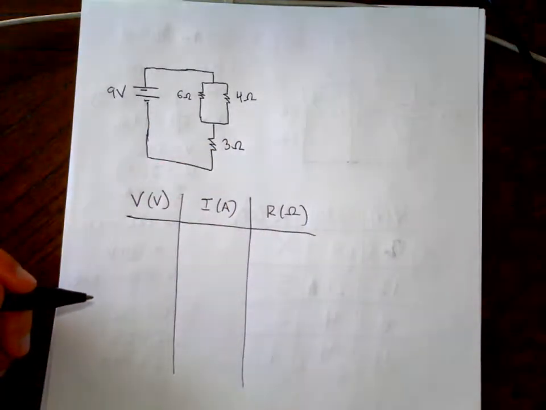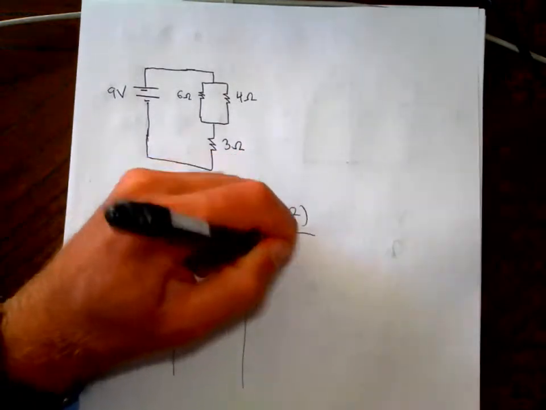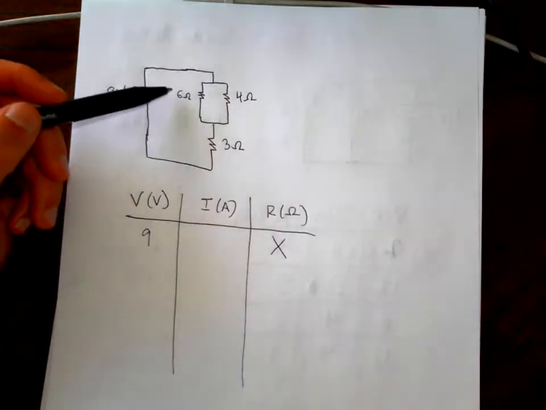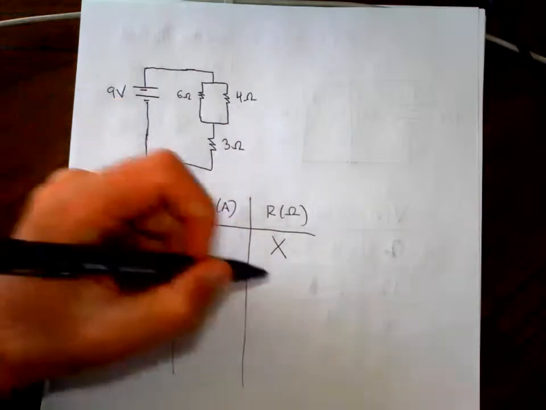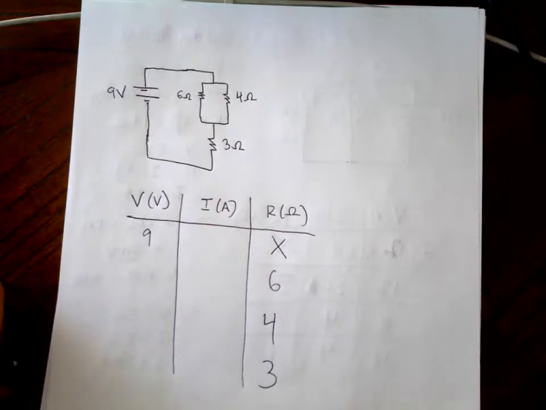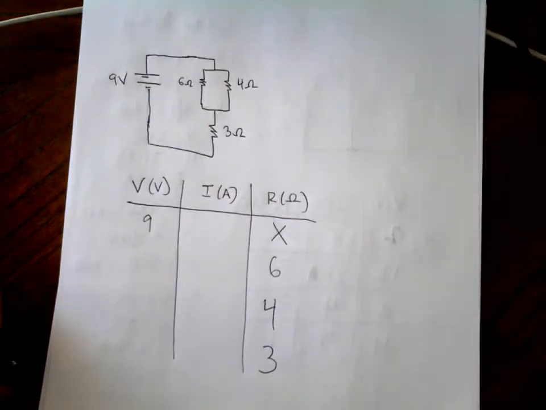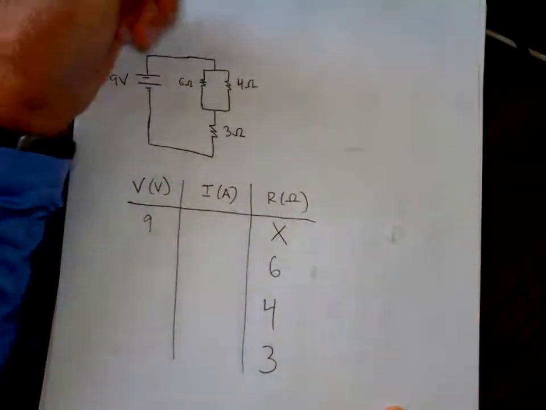Okay. I've got a 9 volt battery, which doesn't have a resistance. I have a 6 ohm resistor, a 4 ohm resistor, and a 3 ohm resistor. So there it's filled out and ready to go. So my first step is that I want to determine the current that flows out of the battery.